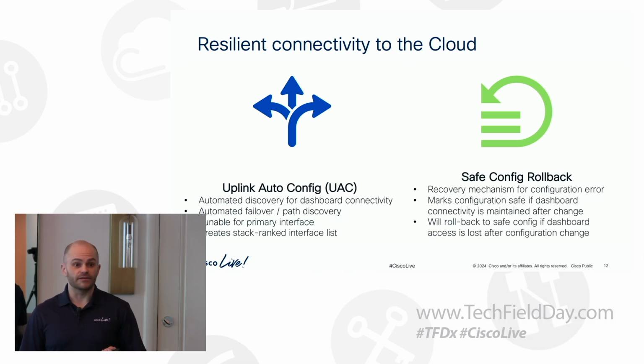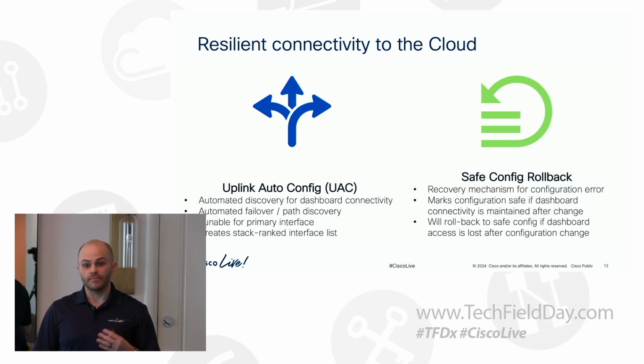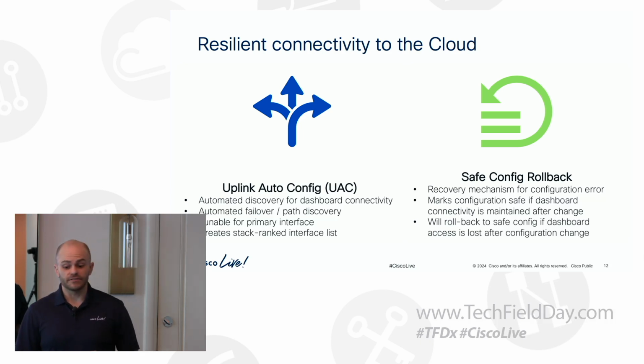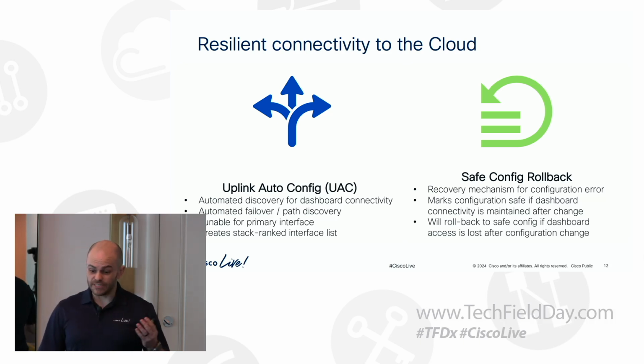If you statically address the switch for management, it'll still scan and keep a backup list of all the interfaces that could possibly get out, so that if you accidentally black holed a subnet, it will try to hunt for something else. And if you didn't black hole a subnet, but you accidentally made a config change that screwed up, we have a new safe config rollback.